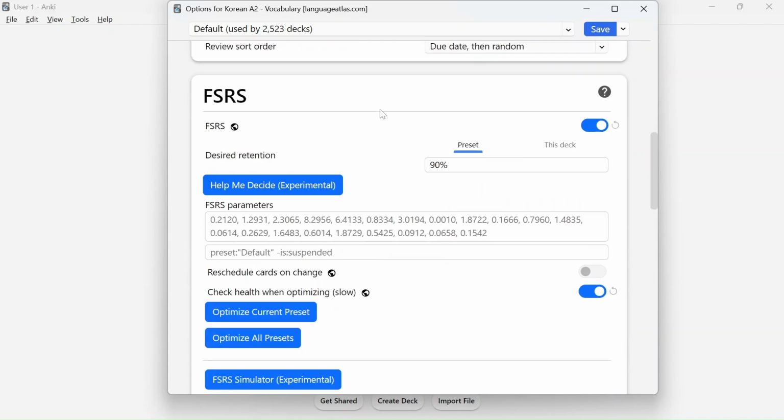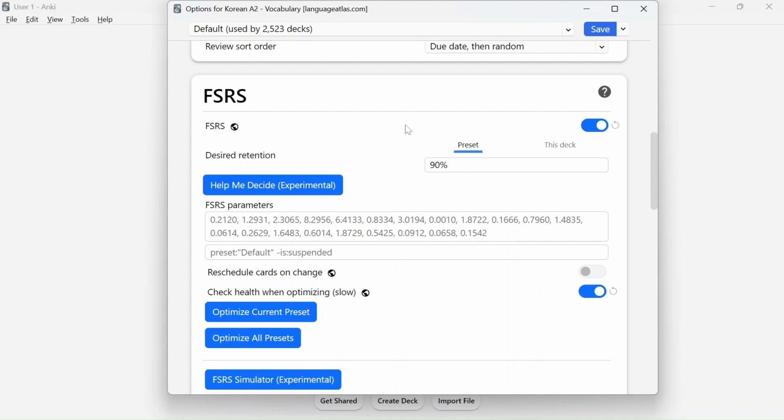If I scroll down, you can see there's an area over here called FSRS. Now, you can tell that I have it on. Now, what is this exactly? Why do I have it on? Well, FSRS is a new and improved algorithm. Anki has a default algorithm, but this one, according to many studies, is much more effective and much more efficient when it comes to memorizing the correct words and cards.